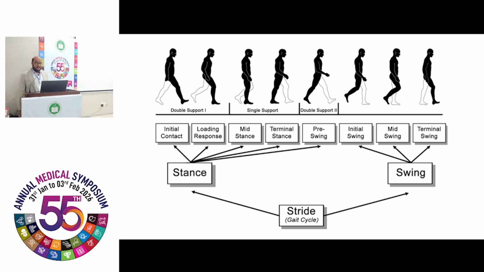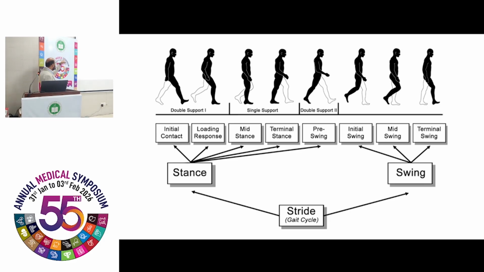There are two phases of gait. One is stance, the other is swing. So it is divided basically. Osama, pointer. So it's basically divided into different phases of the gait.